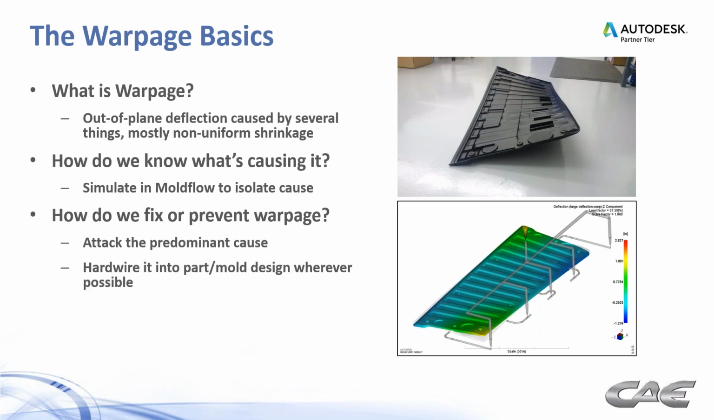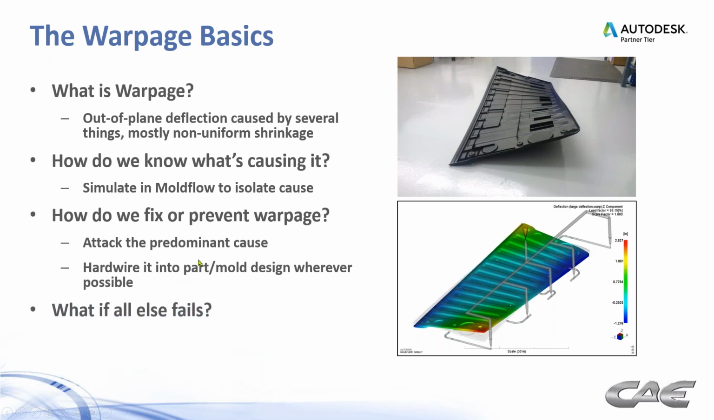And we want to try to hardwire it into the part and mold design wherever possible. And I can't emphasize that enough. Go back to the part and mold design to try to attack that predominant cause. If it's a shrinkage issue, look at making more uniform wall stock. If it's an orientation issue, look at changing your filling pattern. Those are ways to hardwire. We don't want to have to rely on processing if we can avoid it.